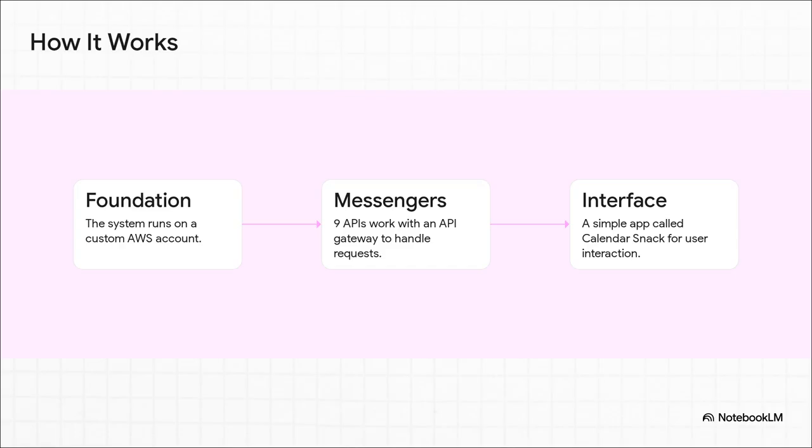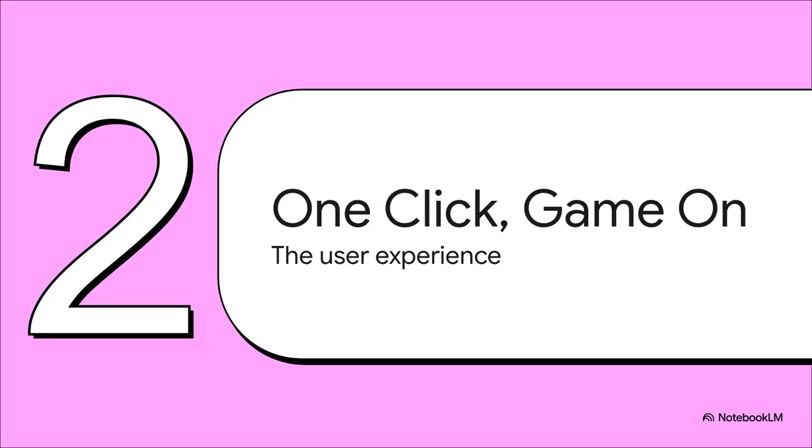So, how does this thing actually work? Well, let's break it down into three simple parts. First, you've got the foundation. That's the super reliable and powerful AWS cloud. Then you've got the messengers. These are a whole series of specialized APIs that do all the heavy lifting, sending and receiving all the info. And finally, you have the interface, which is just a simple web page where a fan can interact with the whole system. And the whole point of all that complex tech in the background is to make the experience for the user incredibly, almost ridiculously simple. For the fan, this whole massive operation boils down to just one single click.